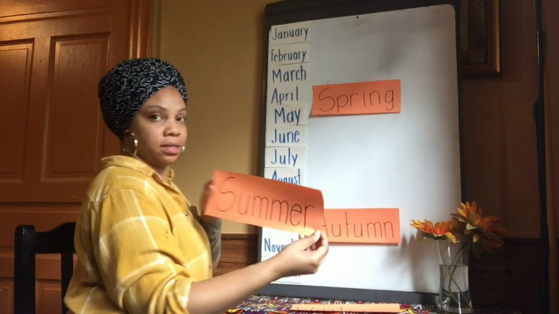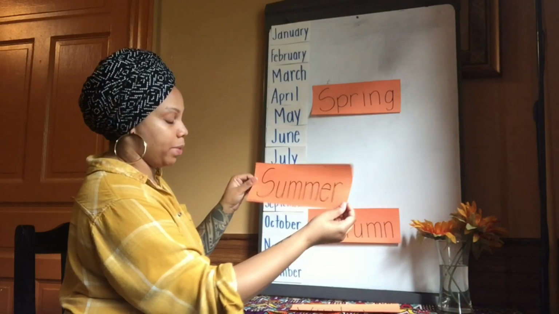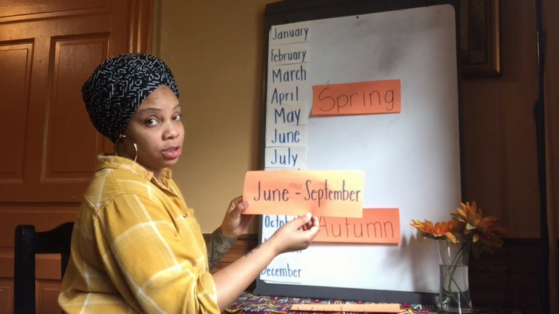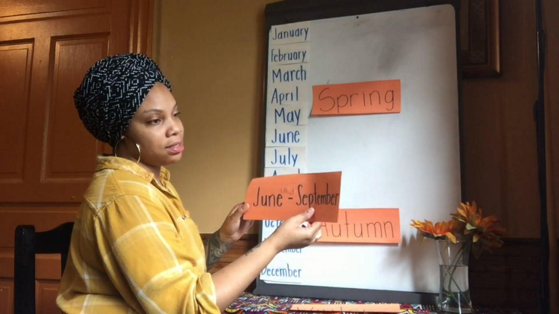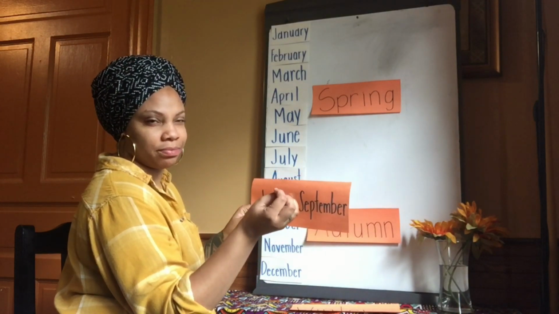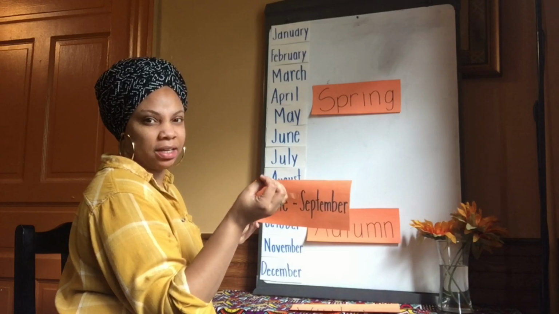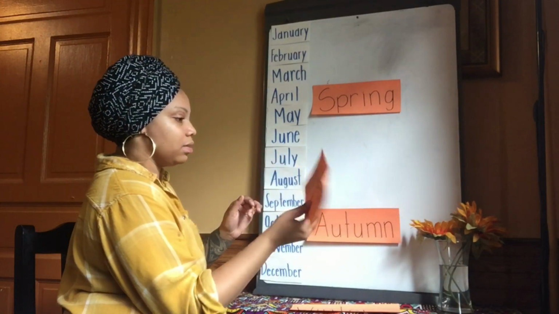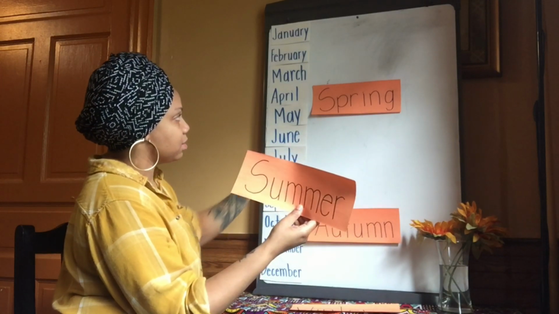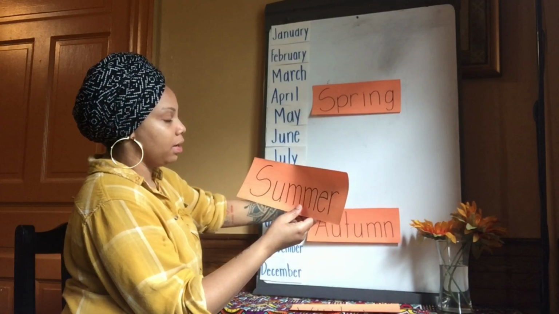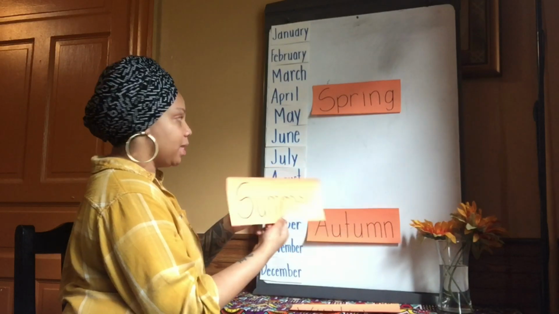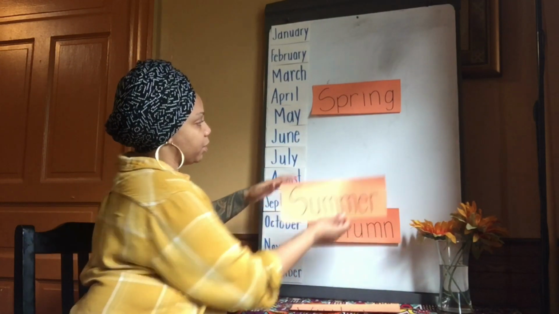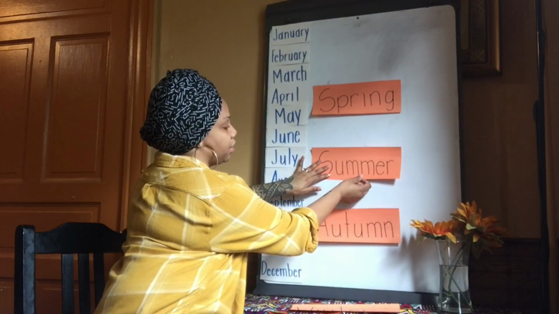Let's do summer next. Summer is next in alphabetical order. Summer begins in late June and ends in about mid-September, around the 22nd, around the 20s. All right? So we know that summer must come between spring and autumn, right? If it begins in June, we find June. And we know that it ends in September. So it must belong here.